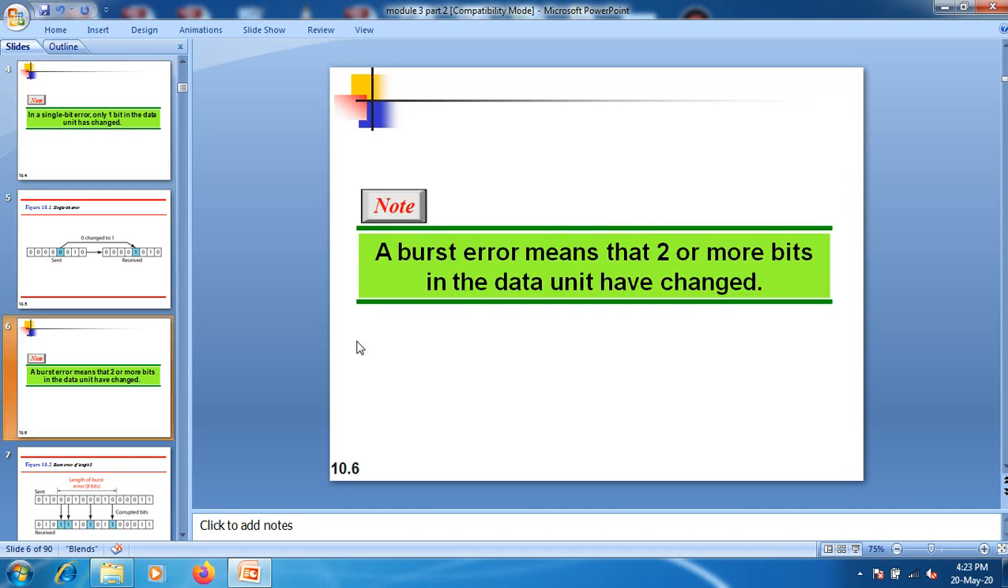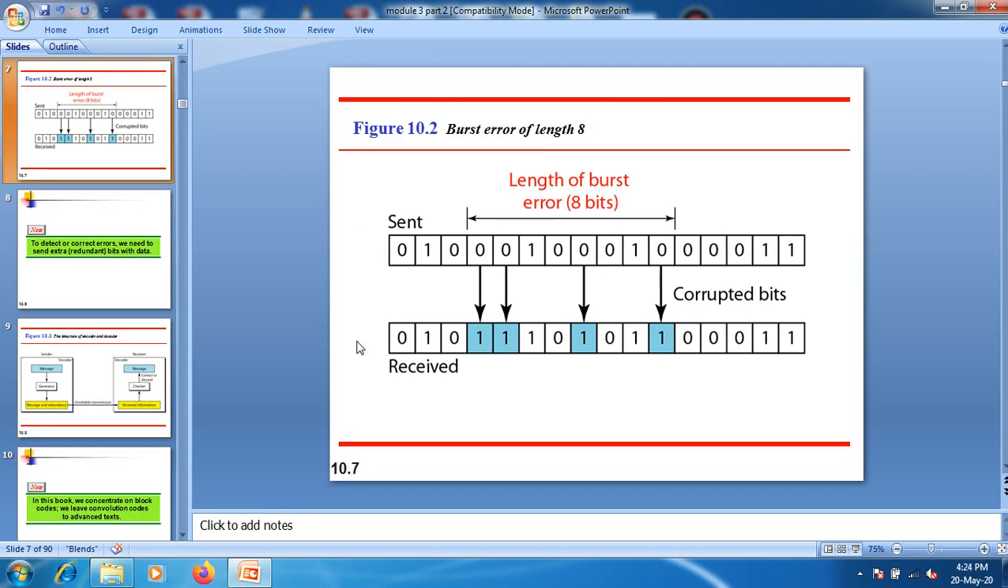The next one is the burst error. A burst error means that 2 or more bits in the data unit have changed. Consider we are transmitting certain information, and some bits are corrupted because the noise remains for a longer period of time. For that reason, it affects a number of bits in the data unit, and this is the most likely type of error we receive in data communication.